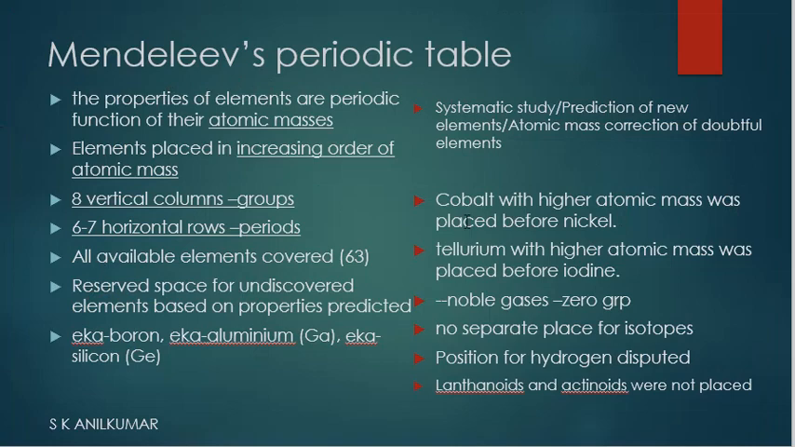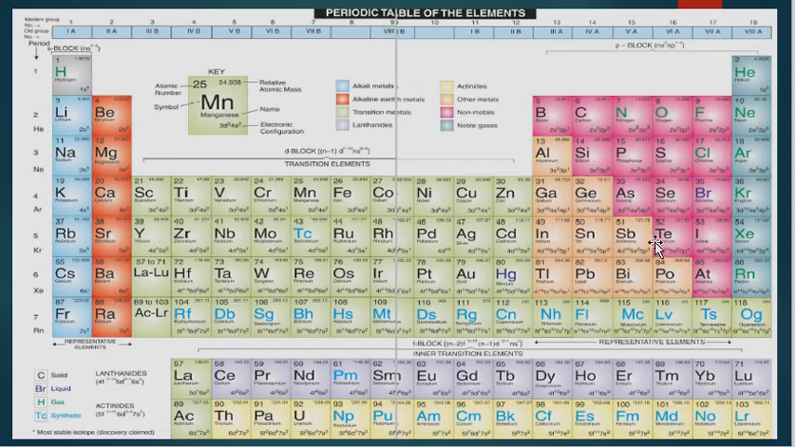Was it without any problems? No. Cobalt, with higher atomic mass, was placed before nickel. That was one small problem that we had. Where is nickel here? Here. Cobalt was placed before nickel.